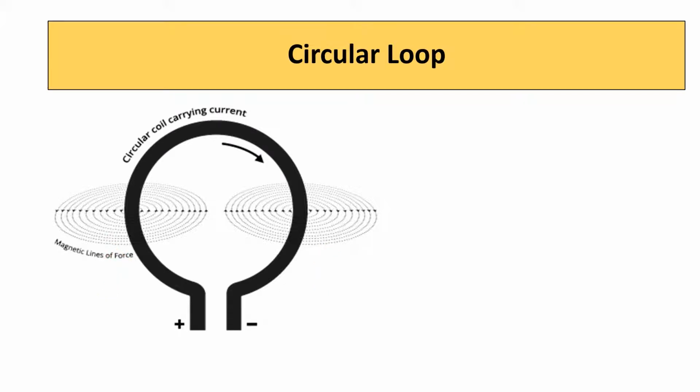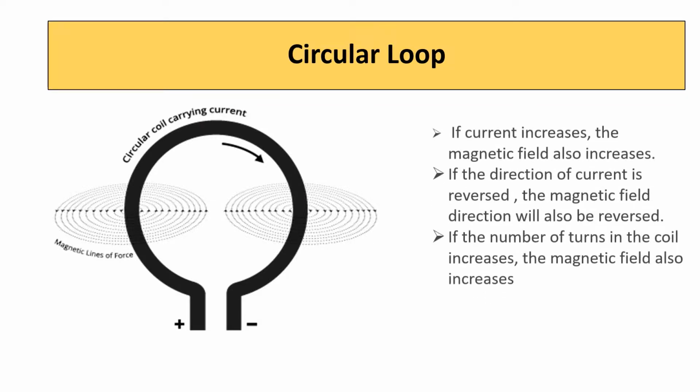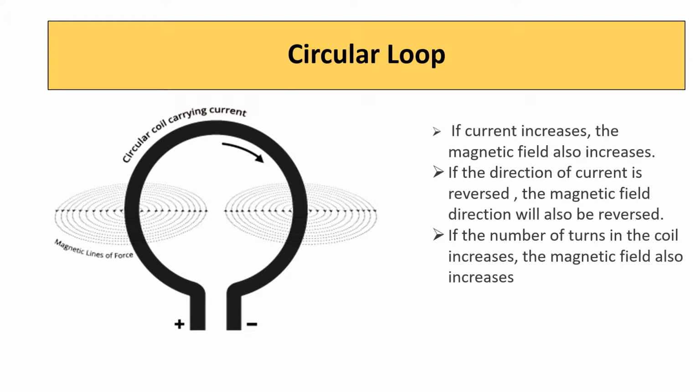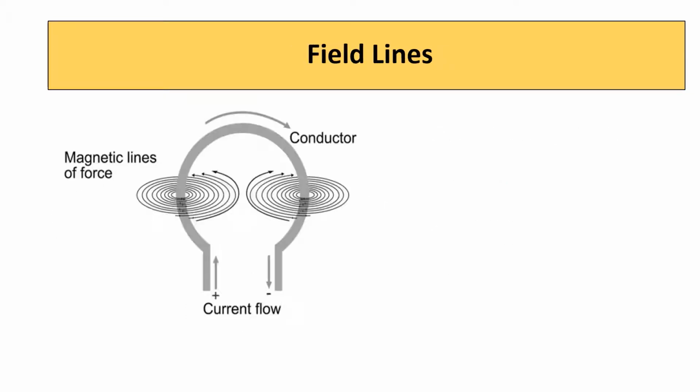Also, the strength of the magnetic field depends on the number of turns of the coil. If current increases, the magnetic field also increases. If direction of the current is reversed, magnetic field will also be reversed. If the number of turns of the coil increases, the magnetic field increases.